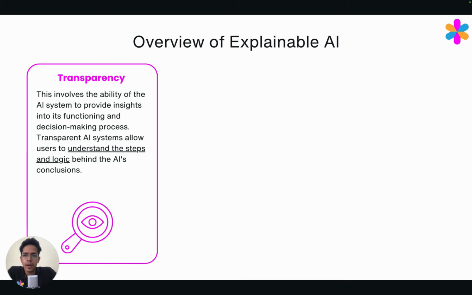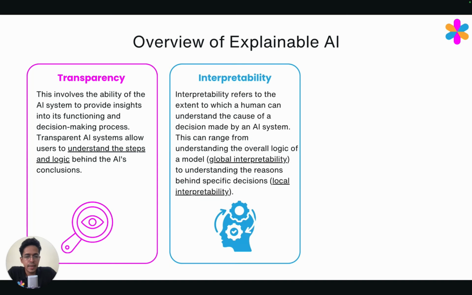So one of the pillars beneath explainable AI as a concept is to have AI systems that are transparent. So we should be able to understand the steps and logic that an AI system takes to come to a decision, whether it's for making decisions in a self-driving car or a medical field or finance, it does not matter. So transparency. Second is interpretability.